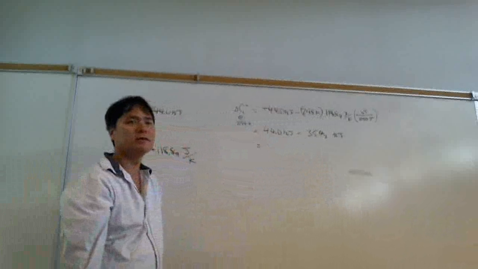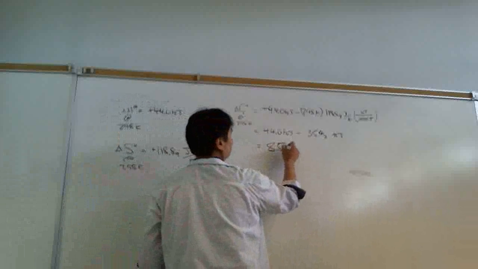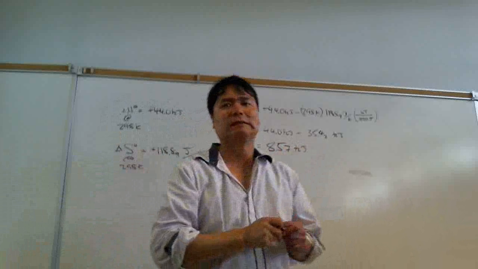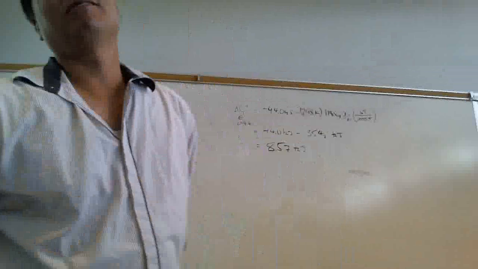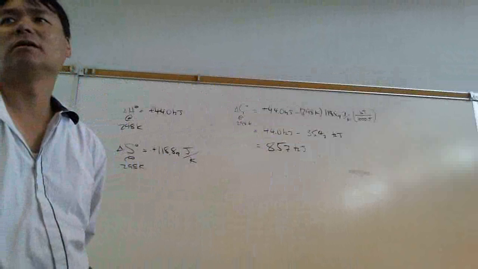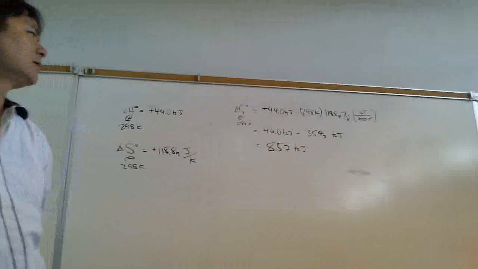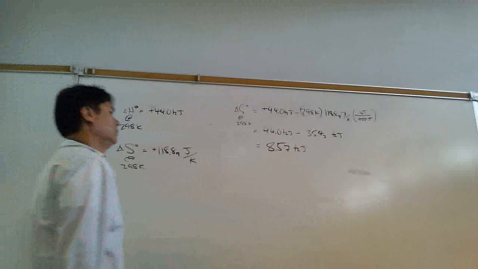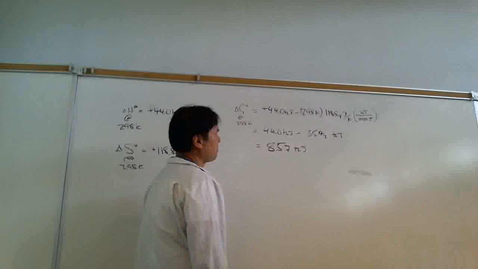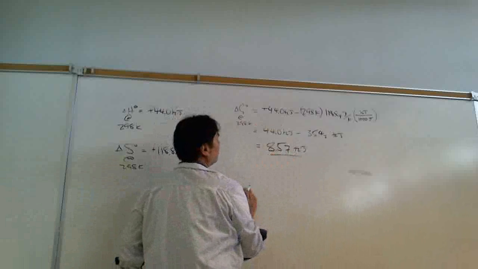And so, well, let's go ahead and figure this out. What does it come out to? 8.57. And what did we have before? 8.5. They're supposed to be the same number. They aren't. It's probably sig figs, or a lot of these are experimental numbers, so that could account for the difference. But anyway, let's go ahead and go with this here at 8.57.